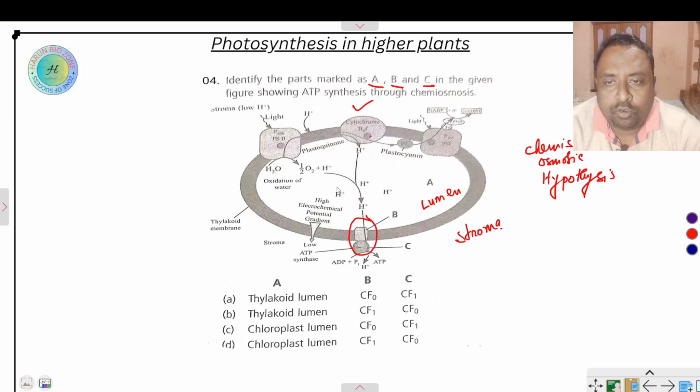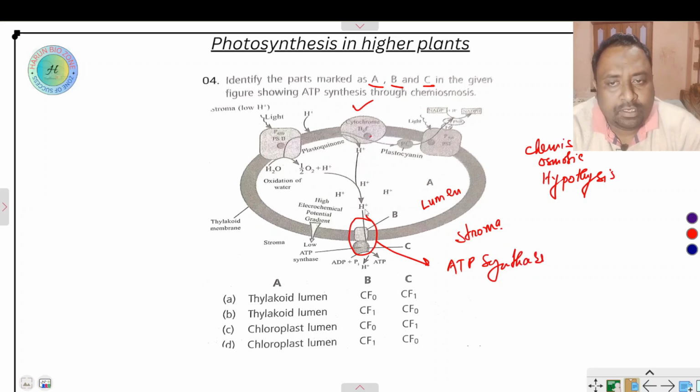Clear? So here option A is thylakoid lumen and option B is the CF0 complex, and this one is the CF1 complex, and this complex is called ATP synthase.